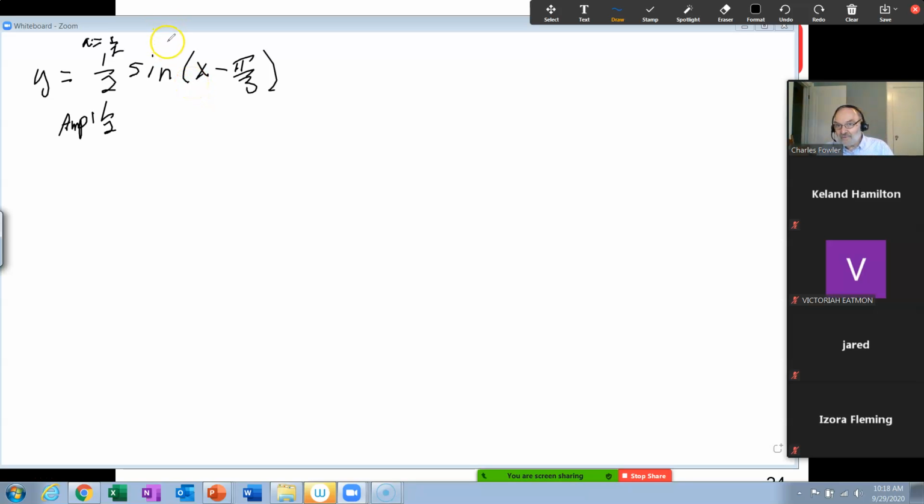B is equal to 1. Coefficient of 1. That implies the period is 2 pi over B. Well, B is 1, so that's just 2 pi. Normal period for a sine curve.